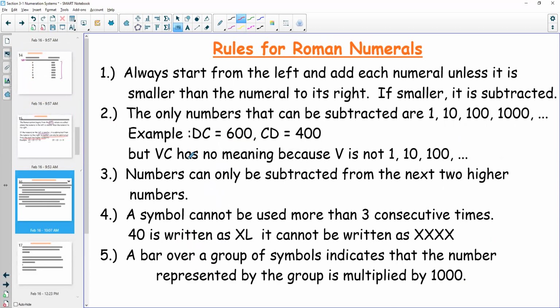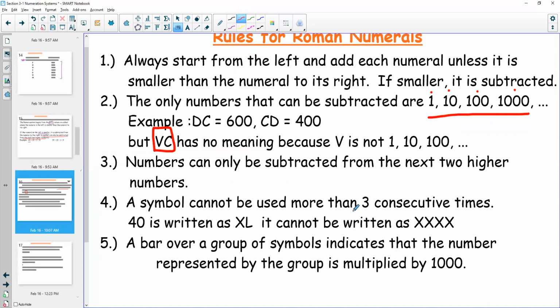And then there are rules. So always start from the left and add each unless it's smaller. If it's smaller, it's subtracted. You can also only, oh, sorry, I gave you an example of the 5. We're not allowed to do that. You can only subtract powers of 10. I can't subtract the 5 or the 50, okay? I can't do VC like I just tried to do. Numbers can only be subtracted from the next 2 higher ones. The other rule is that a symbol can't be used more than 3 times in a row. If we write 40, we write it as XL, which is 10 less than 50, because we can't write 4 X's.